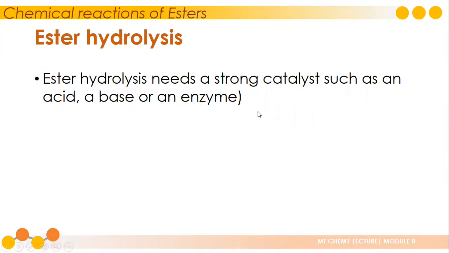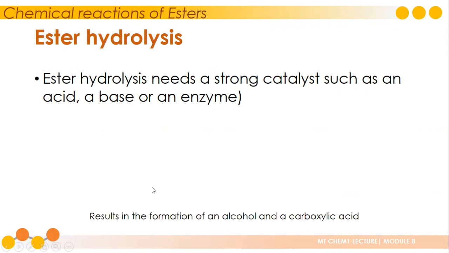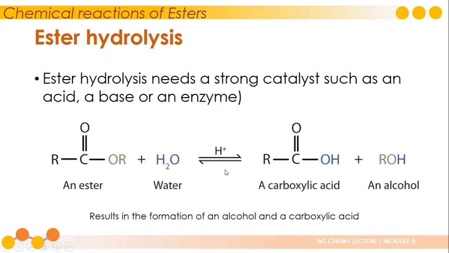Ester hydrolysis needs a strong catalyst such as an acid, a base, or an enzyme. So we need a strong catalyst to speed up our reaction. And then as you can see here, this H+, this is our catalyst. It can be, again, an acid, a base, or an enzyme. So again, ester hydrolysis results in the formation of an alcohol and a carboxylic acid.